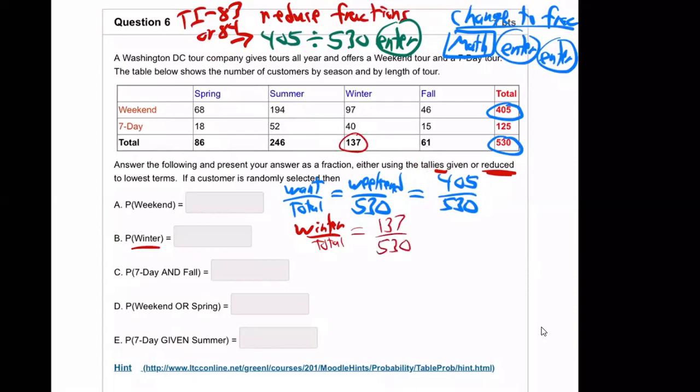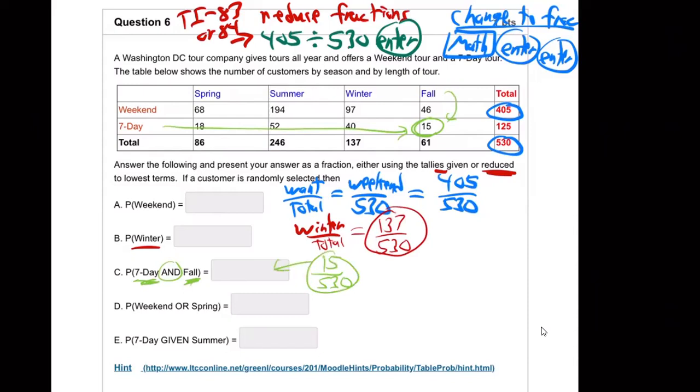So you can just type that in, literally. You don't have to reduce it. It'll take it just like that, as we saw. Okay, next part. 7-day and fall. Okay, so how many tours? So it could be over 530 again, right? That's the total. How many tours are both 7-day tours and happened in the fall? Well, right there, 7-day tours that happened in the fall. There's only 15 of those.